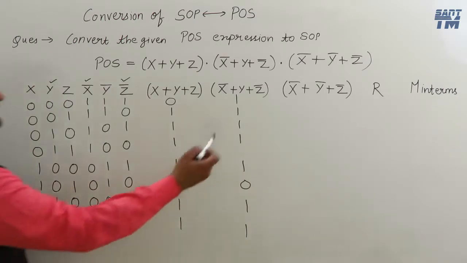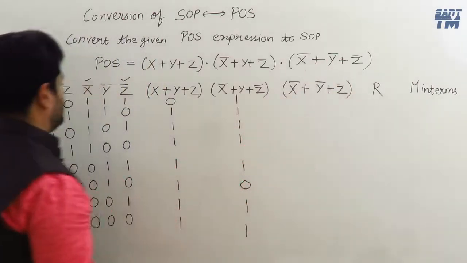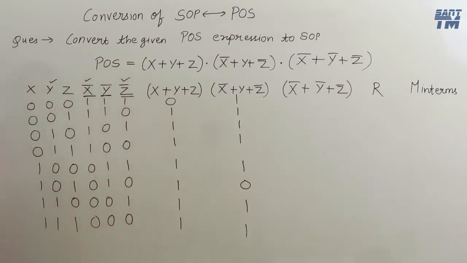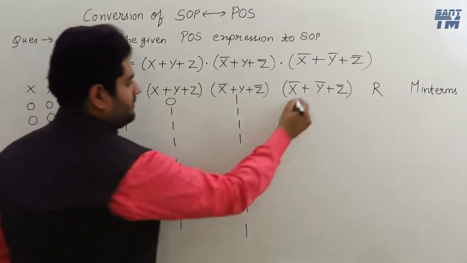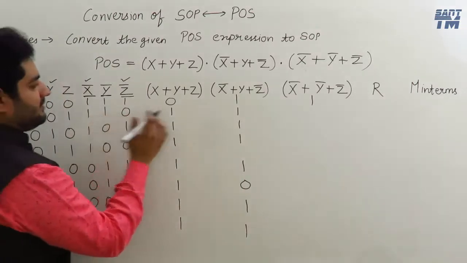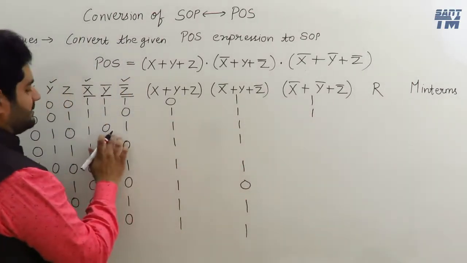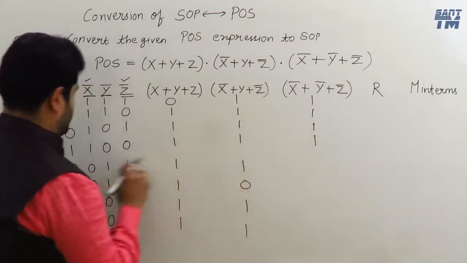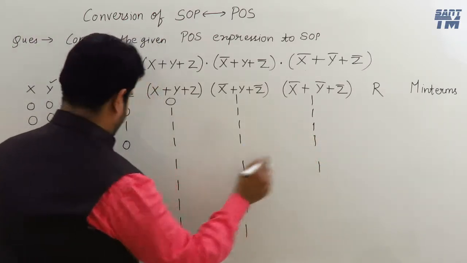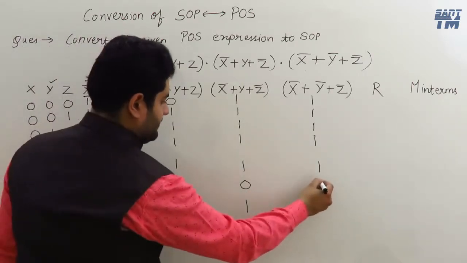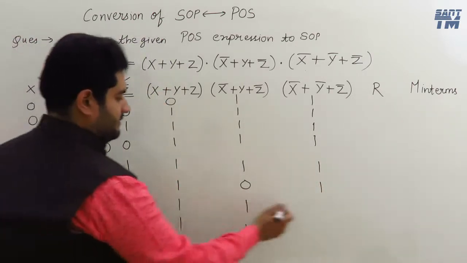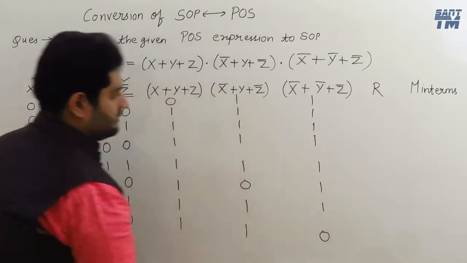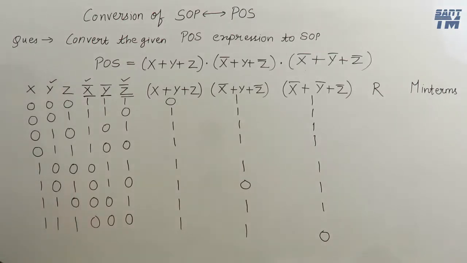So we have made the column for x bar plus y plus z bar also. Now we make the column for this term x bar plus y bar plus z bar. Here is x bar, here is y bar, here is z bar. So 1 plus 1 plus 1, 1. 1 plus 1 plus 0, 1. 1 plus 0 plus 1, 1. 1 plus 0 plus 0, 1. 0 plus 1 plus 1, 1. 0 plus 1 plus 0, 1. 0 plus 0 plus 1, 1. 0 plus 0 plus 0, 0. So we have made it.